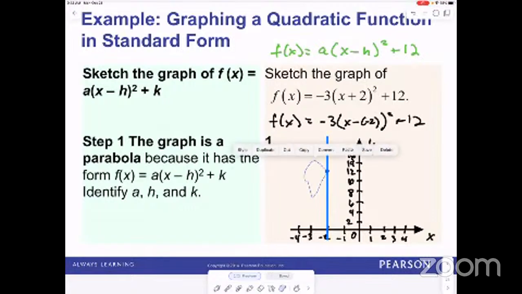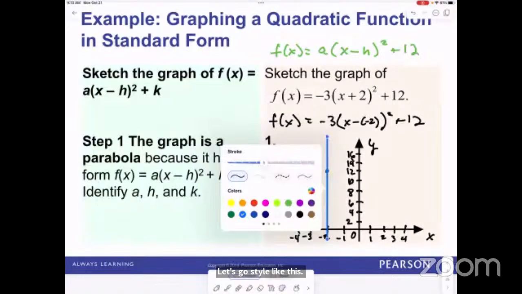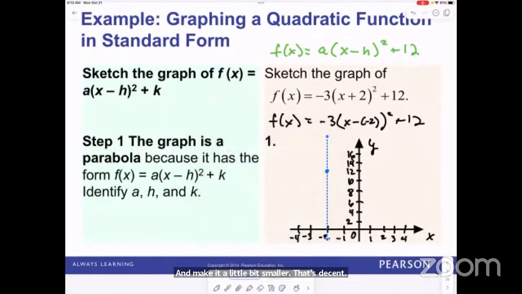Let's go style like this and make it a little bit smaller. That's decent. Okay. And this is x equals -2. This is just the axis of the parabola. Okay. Again, our a is negative, so that means the parabola opens downward. I'm just going to use the axis of symmetry. So I'm going to step one unit to either side to get a point, and then that automatically gives me a point on the other side. Or let me see. It looks like our y-intercept might be way down there.